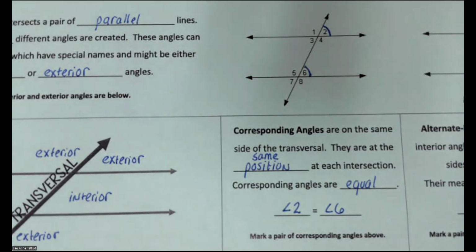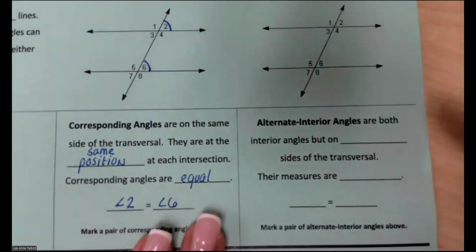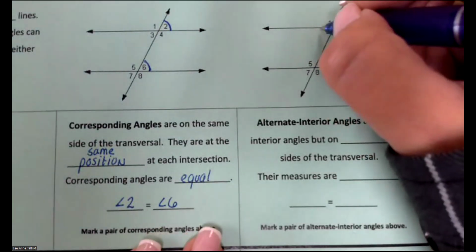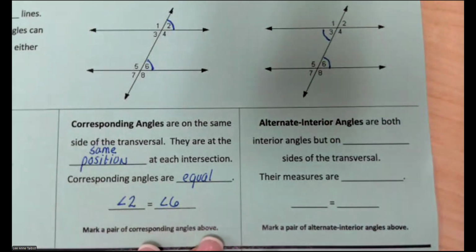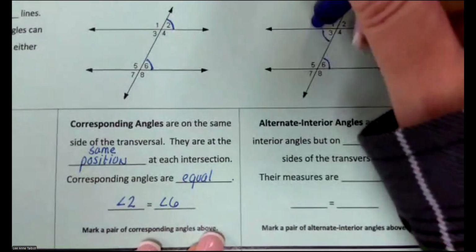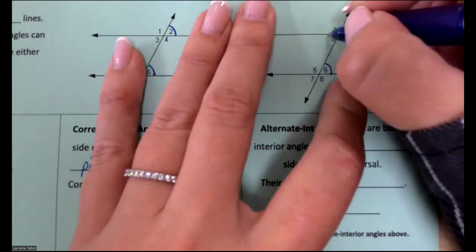I think corresponding is the hardest one to remember because with alternate interior you're like, okay, alternate interior, but corresponding is like, I don't know. Okay. Alternate interior. Let's mark numbers 3 and 6. Siri's listening to me on somebody's phone. Could be mine.